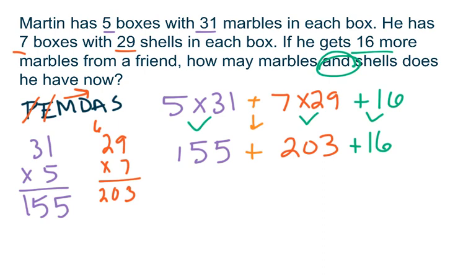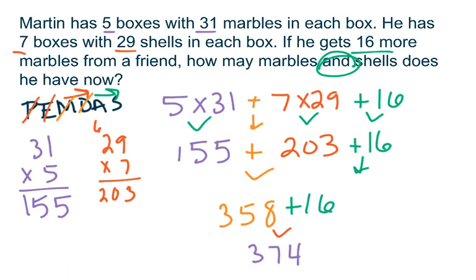PEMDAS tells me my next step is to check to make sure I have any more multiplication and division, which I do not. So I'm going to move on to addition and subtraction in the order that I see it. My first step here is going to be to add 155 plus 203. I get 358. Then I need to bring down what I have not used yet, so my plus 16. And my final step is going to be to add those two numbers together, 358 plus 16.